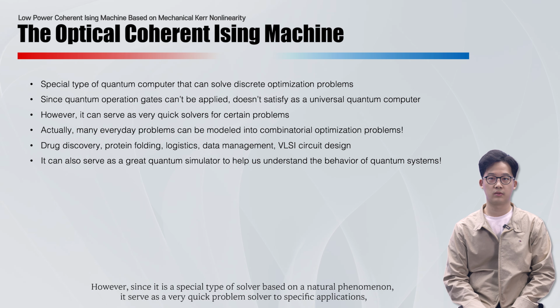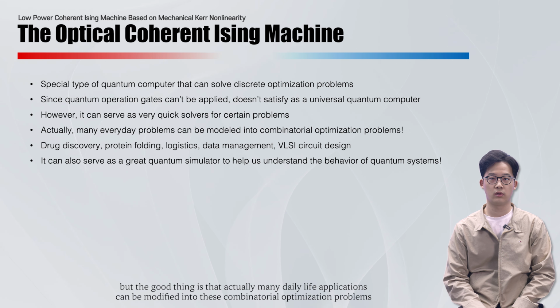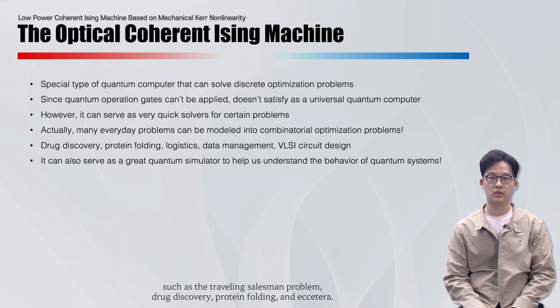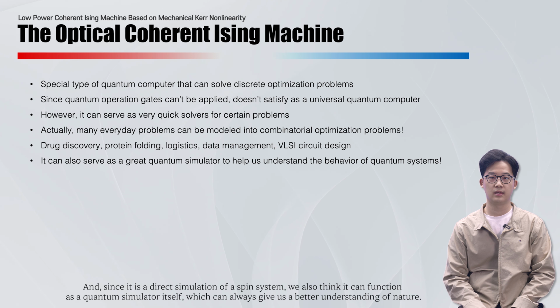However, since it is a special type of solver based on a natural phenomenon, it serves as a very quick problem solver to specific applications, but the good thing is that actually many daily life applications can be modified into these combinatorial optimization problems, such as the traveling salesman problem, drug discovery, protein folding, and etc. And since it is also a direct simulation of a spin system, we can also think it can function as a quantum simulator itself, which can always give us a better understanding of nature.